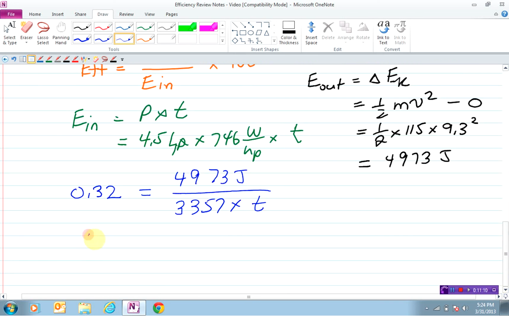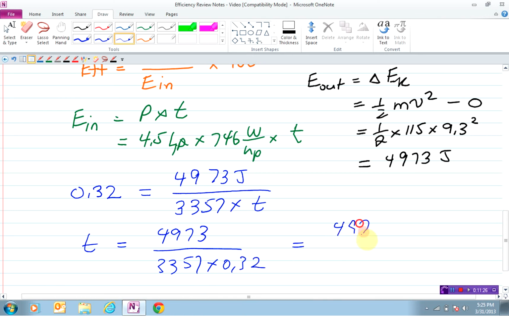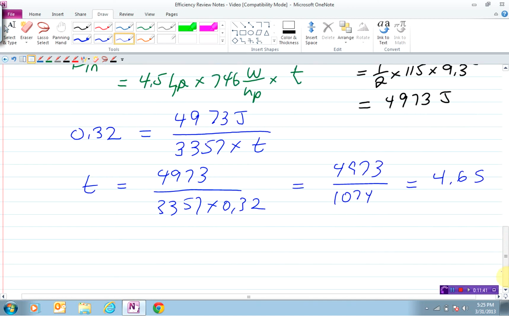So a little rearranging, time then will equal 4973 divided by 3357 times 0.32, and that's going to be 4973 divided by 1074, which in fact equals 4.6 seconds. All done. I hope you got that answer. Now go back to the worksheet, finish off the worksheet, and see what you can do.